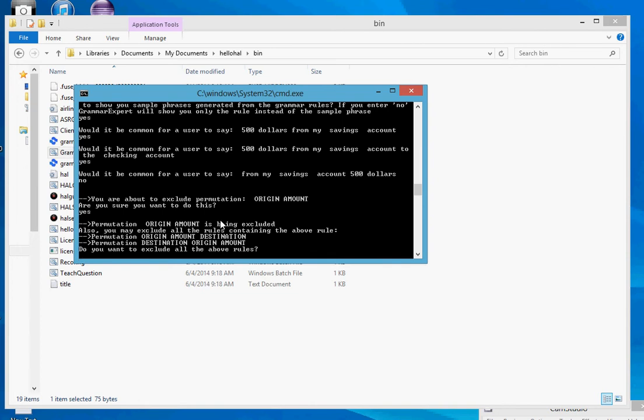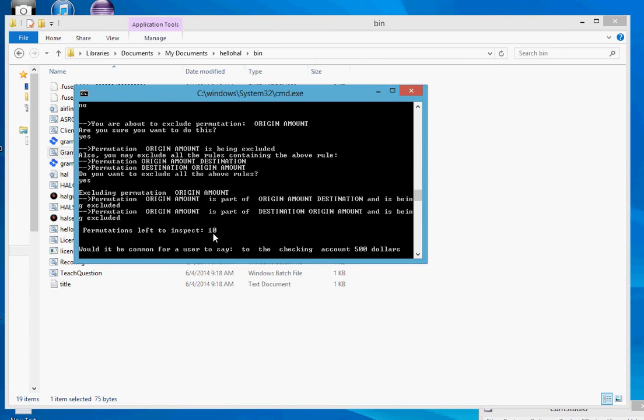You can see that it is correct. One of the permutations that is shown to us is origin, amount, destination. That means that people would be saying from my savings account $500 to my checking account. That is very unusual. So I'm going to say yes, I want to exclude those rules, those permutations.